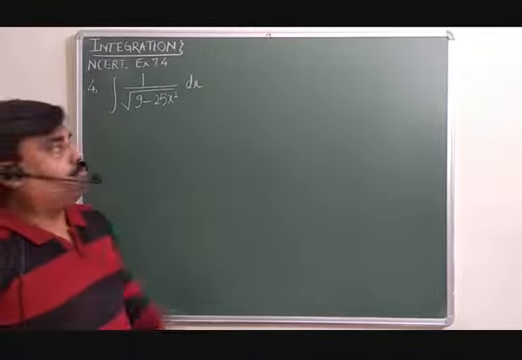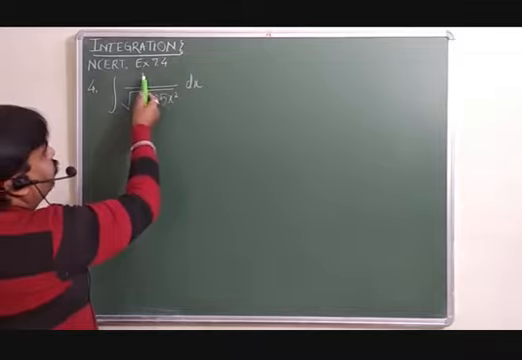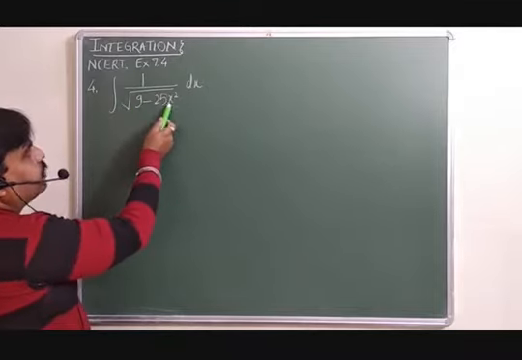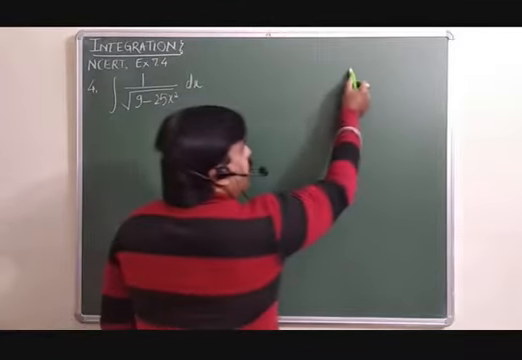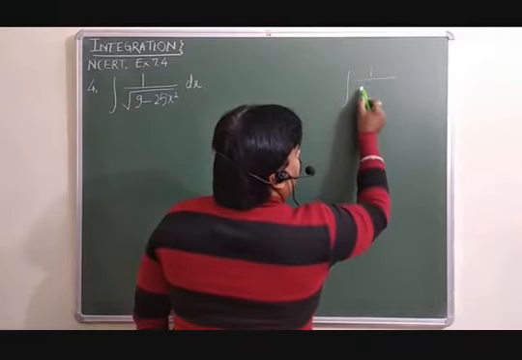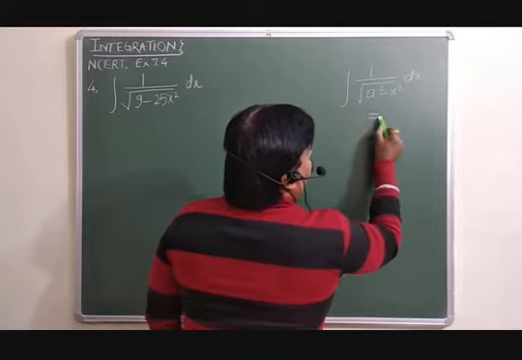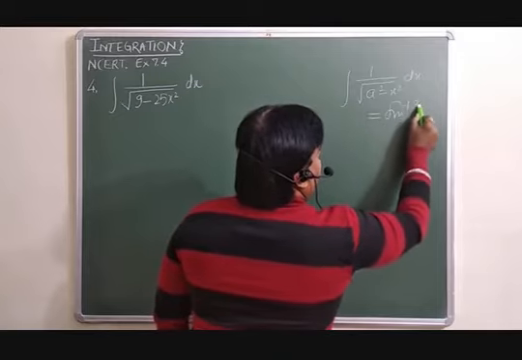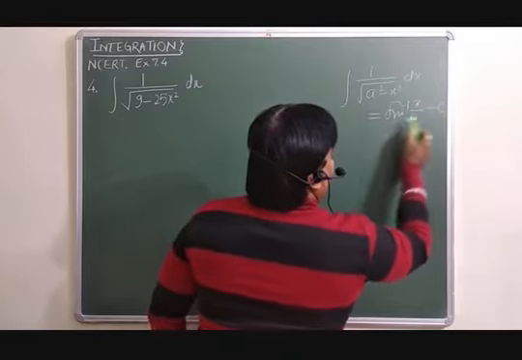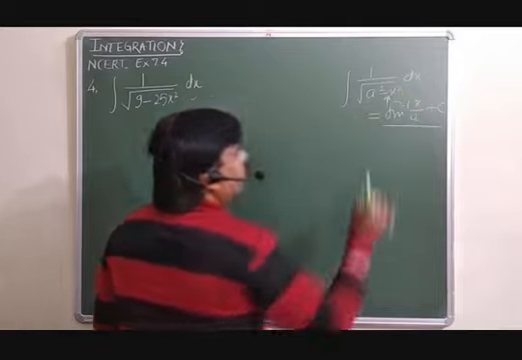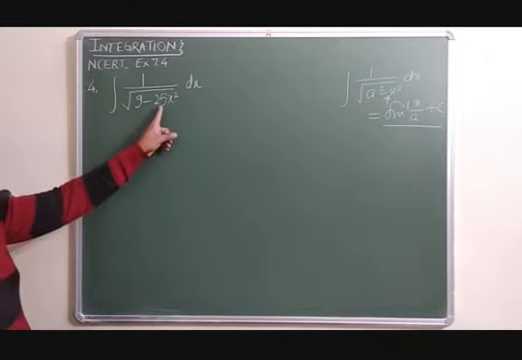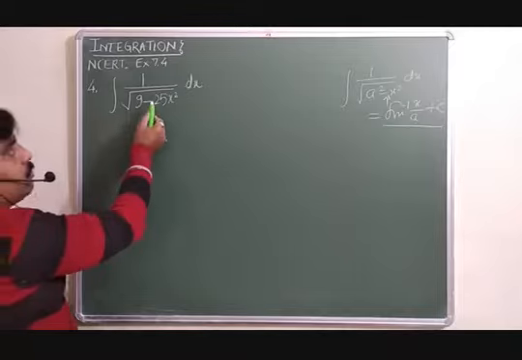Now the question number 4 is here. So this is actually 1 over under root a square minus x square, and you know 1 over under root a square minus x square dx is equal to sine inverse x over a plus c. But the condition is here: the coefficient of x square must be 1. Here the coefficient of x square is 25. You are supposed to remove this one.